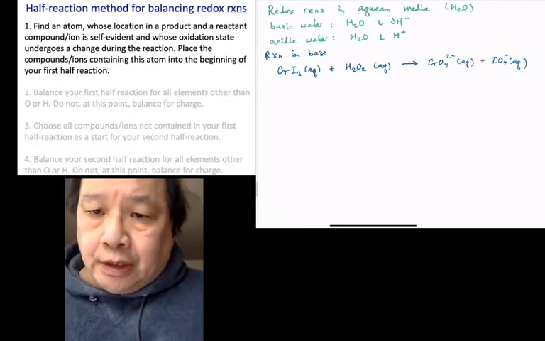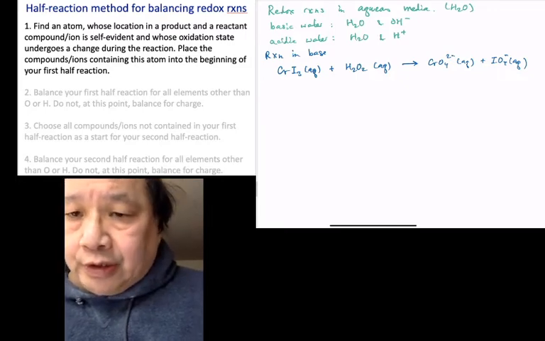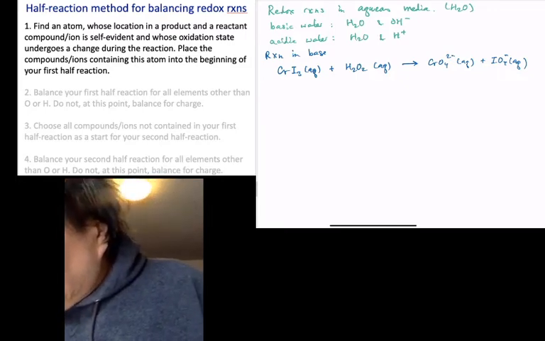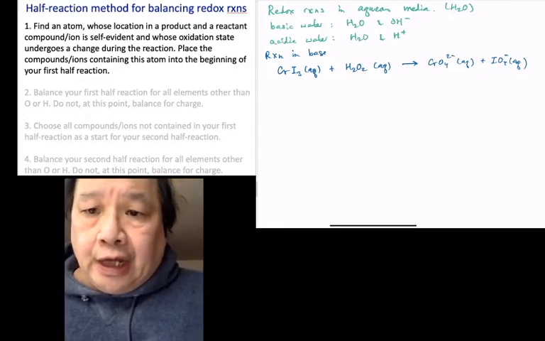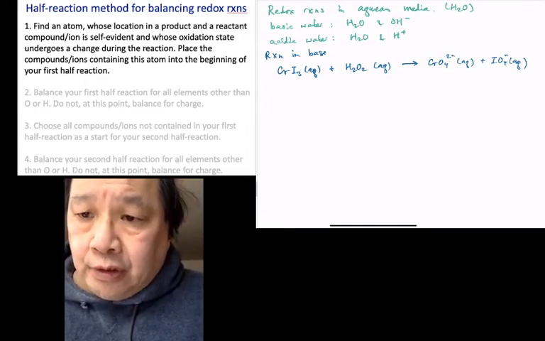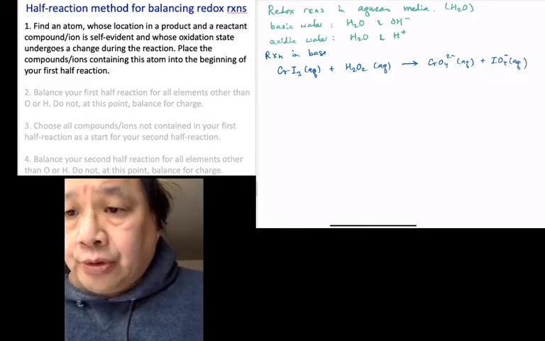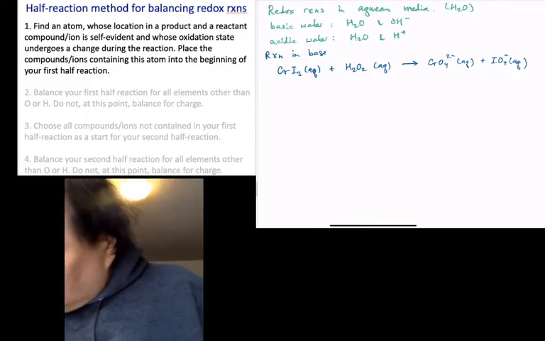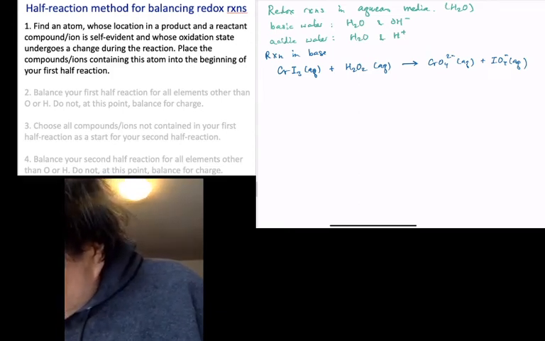The first step is long. These are 4 steps that are very important, and they need to be followed exactly to find the half reactions. I'll read what it says in black. Find an atom whose location in a product and reactant compound is self-evident and whose oxidation state undergoes a change during the reaction. And so my eyes are immediately drawn to the chromium.